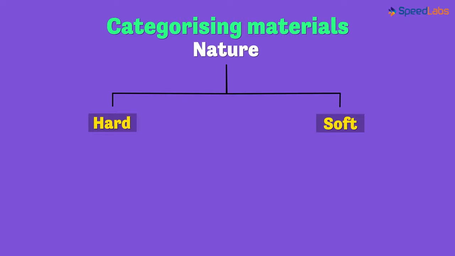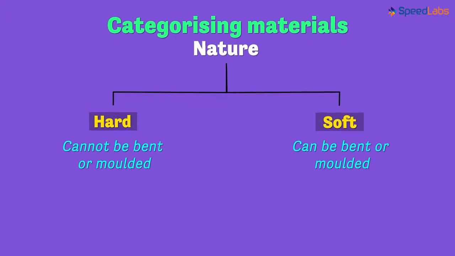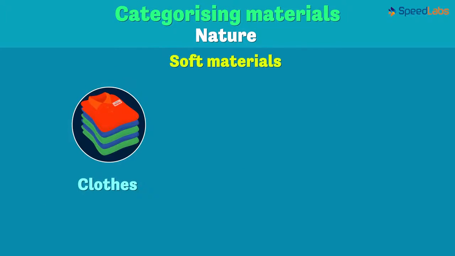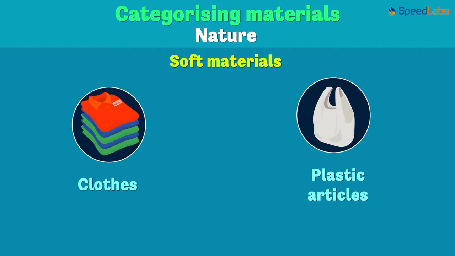Hard substances are those which cannot be bent or molded. Soft substances, on the other hand, are those which can be easily bent or molded. So compression of materials when possible makes the material soft, while the material is said to be hard if it cannot be compressed. So the clothes that we wear are soft. Similarly, the plastic articles which can be easily bent with our hands can be included in this category.